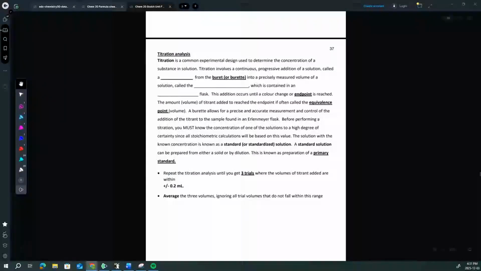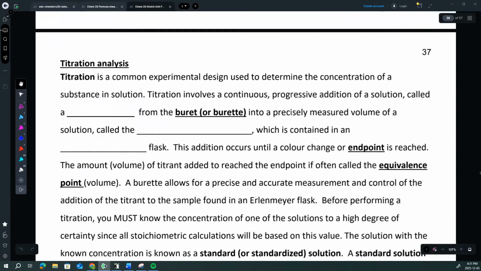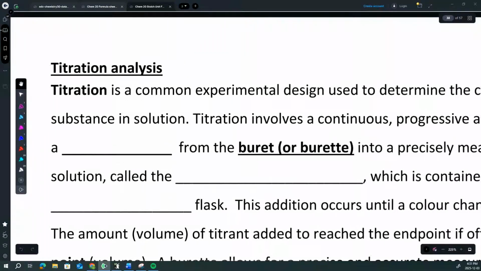In this video, we're going to be going over titrations and just what's involved when a titration is conducted, as well as calculations involved in titration experiments. So a titration is a common experimental design which is used to determine the concentration of a substance in solution. A titration involves a continuous and progressive addition of a solution, which is called a titrant.